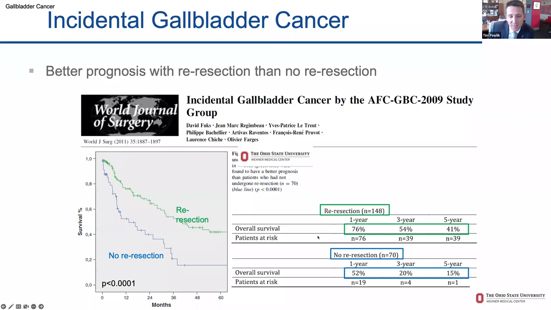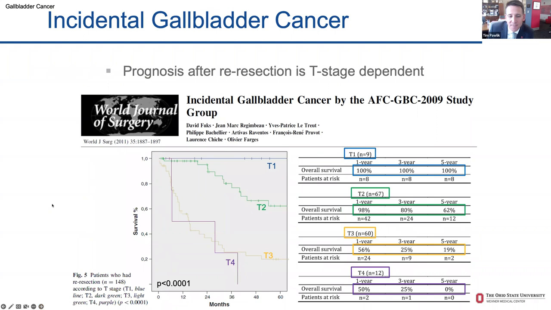Now I know this is all retrospective data. It's hard to prove a survival benefit between people who got an operation and people who didn't get an operation using retrospective data, because there's lots of selection bias. So we can try to filter out some of that selection bias by looking at it in a stratified manner.